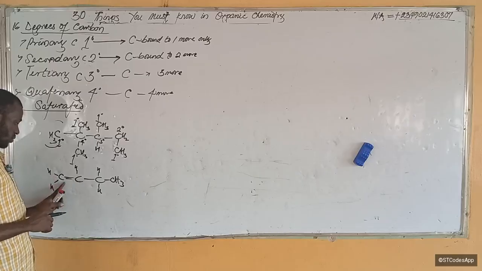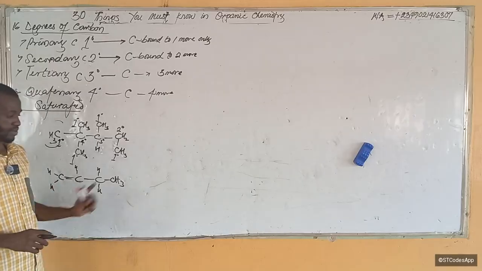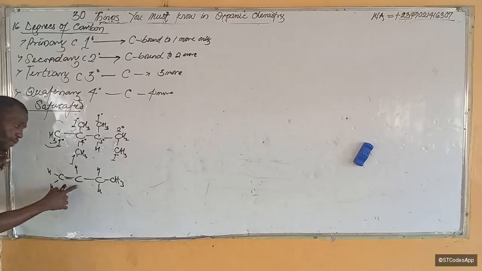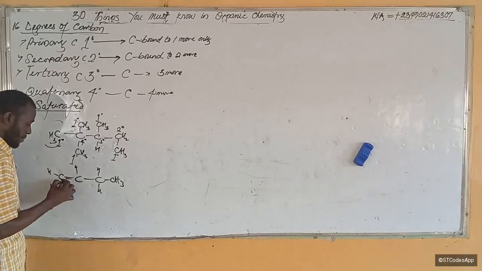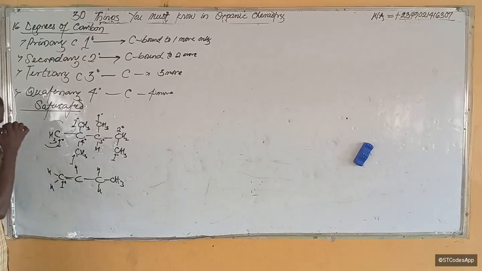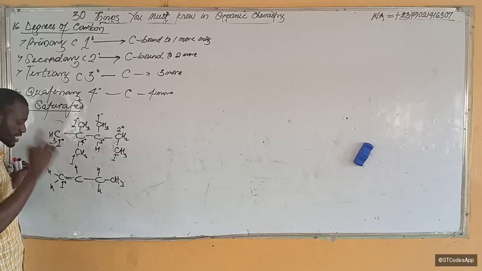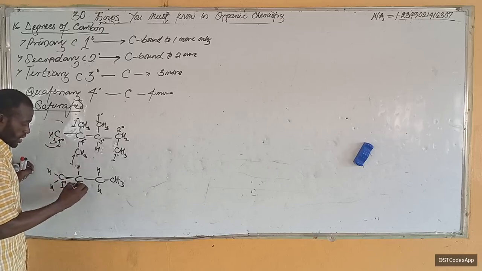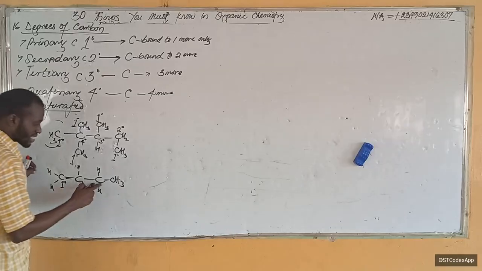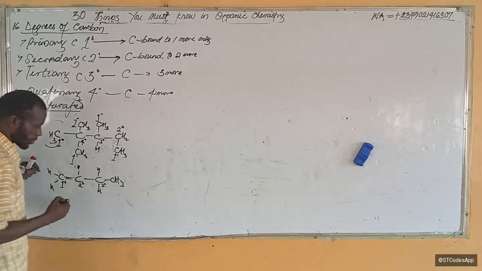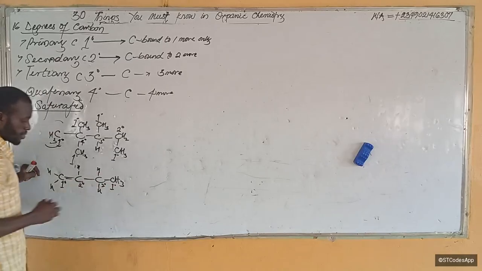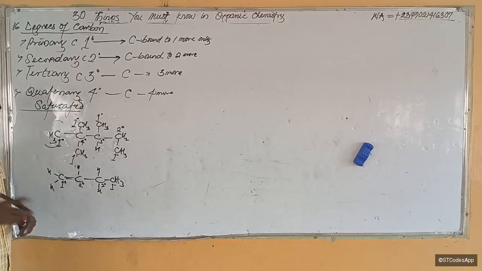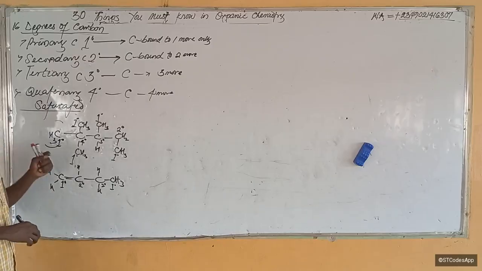Now, what kind of carbon is this? Looking at this, this carbon is bound to one carbon only, so it will be a primary carbon. This guy is bonded to 2 carbons, a secondary carbon. This guy, primary carbon. Do you now see that even the unsaturation does not affect it? So that's how we designate primary, secondary, and tertiary carbon.